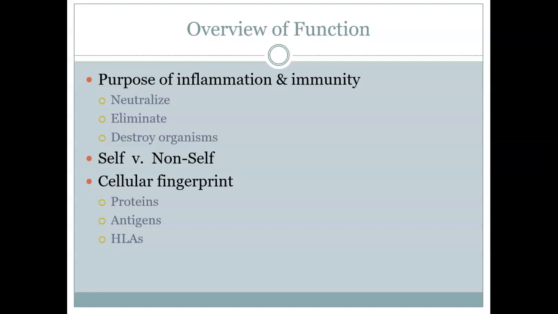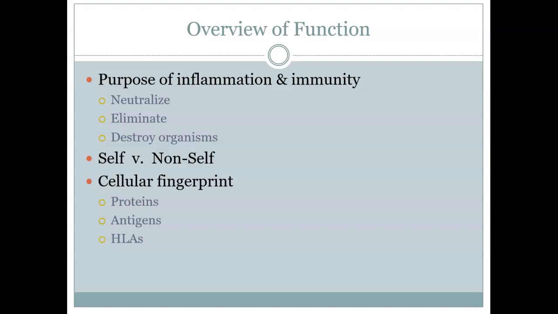It's not part of your normal cellular makeup, any cells within your body. So it recognizes the Staph aureus as non-self. That's what triggers the inflammatory process and the immune response: that recognition of self versus non-self. We have this cellular fingerprint. It's called HLA, or human leukocyte antigens. They act as an antigen if inside another person's body.